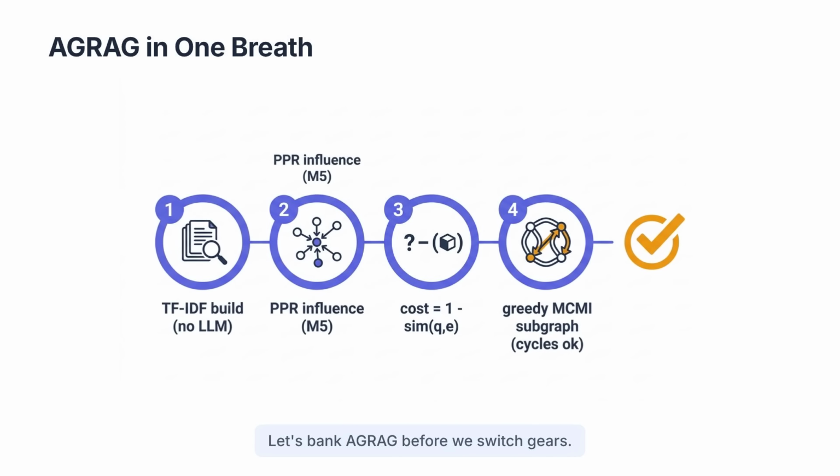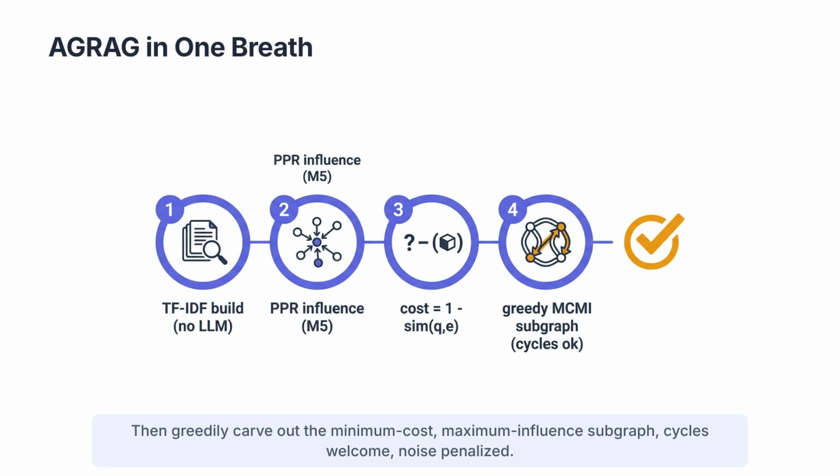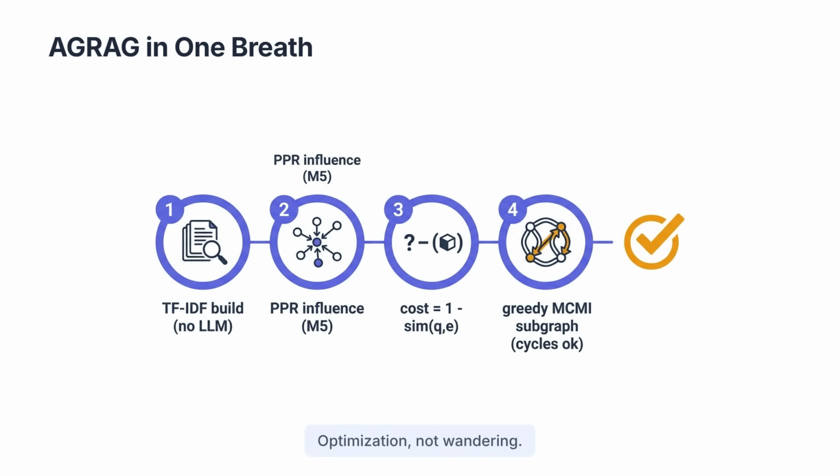Let's bank AGRAG before we switch gears. Build the graph with TF-IDF, not a language model, so nothing is hallucinated. Score node importance with personalized PageRank from Module 5. Define edge cost as 1 minus similarity to the query. Then greedily carve out the minimum cost, maximum influence subgraph, cycles welcome, noise penalized.